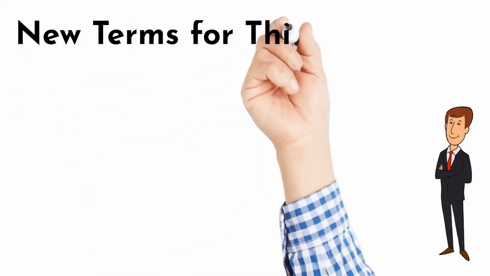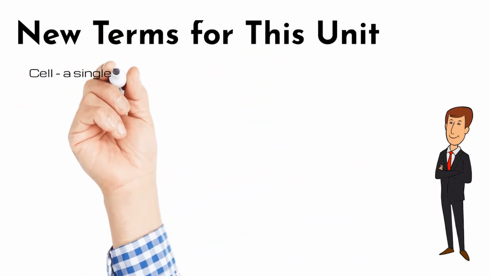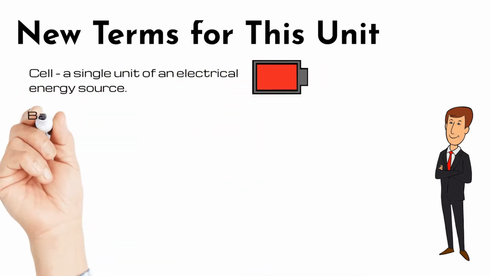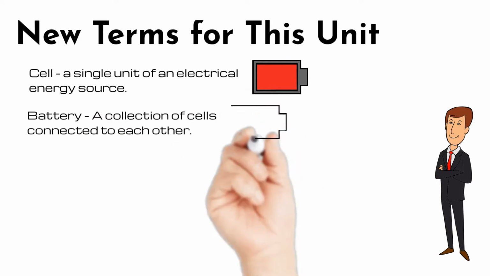Here are new terms for this unit. A cell is a single unit of an electrical energy source. A battery is a collection of cells connected to each other.